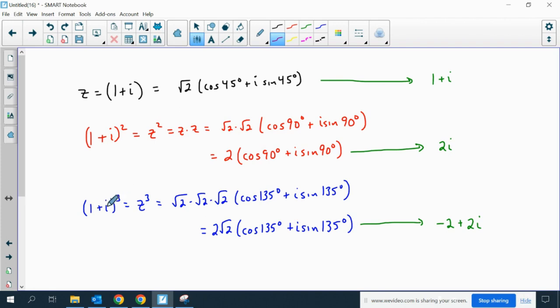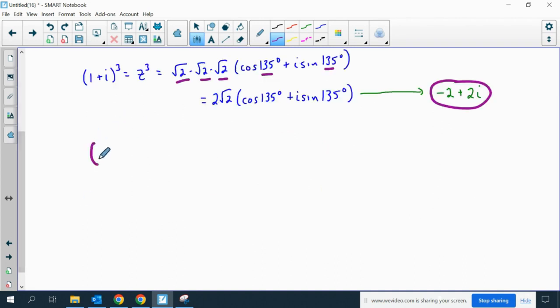Now when I do this with 1 + i to the third, I just multiply the radius 3 times, and then add the angle to itself 3 times. So I end up with 2√2 (cos 135 + i sin 135). Since cos 135 is negative √2 over 2, and sin 135 is positive √2 over 2, I end up with -2 + 2i. And I can do this much easier than doing the rectangular form of 1 + i to the 8th.